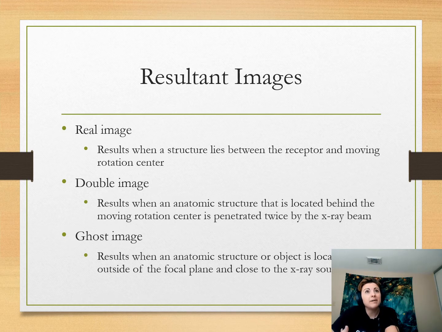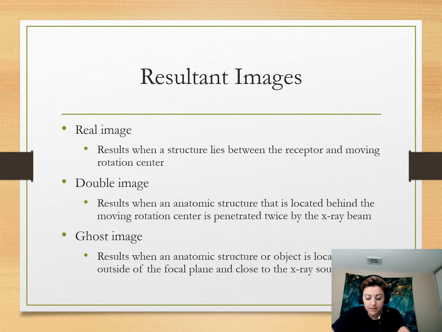Typically, it shows up higher than where it actually is because of where the pano is placed as it goes around. It has a negative vertical angulation. And so it's kind of pointing up a little bit. And so if whatever it is in the way, it shows up too high. This is like by the hard palate. There's a couple others. Let me think.